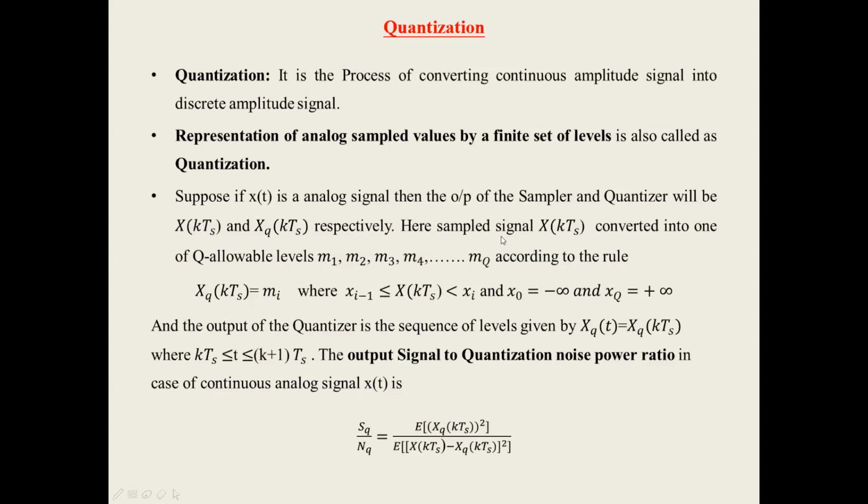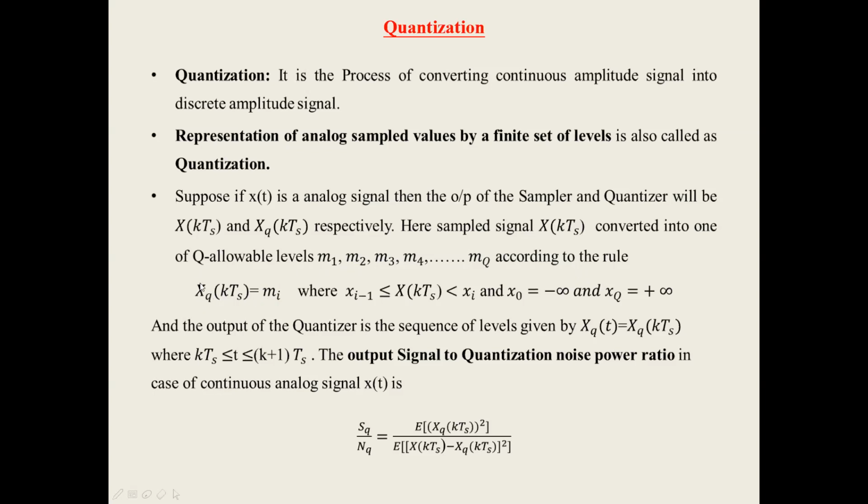Now here the sampled signal X of KTS is converted into one of Q allowable quantization levels. Here I am assuming that the Q allowable quantization levels are M1, M2, M3, M4, and so on up to MQ. And these quantization levels are assigned in accordance with the following rule, that is, XQ of KTS, the quantized output, is equal to the quantization level MI.